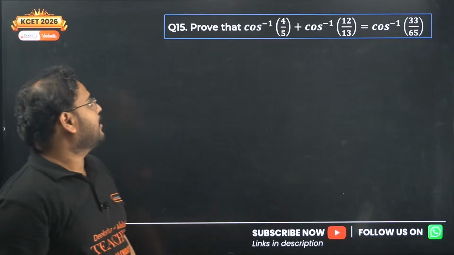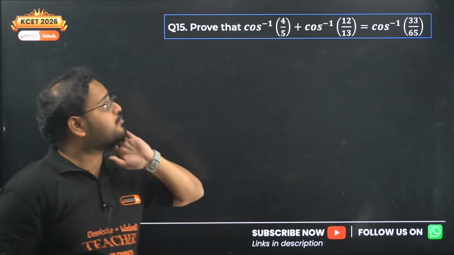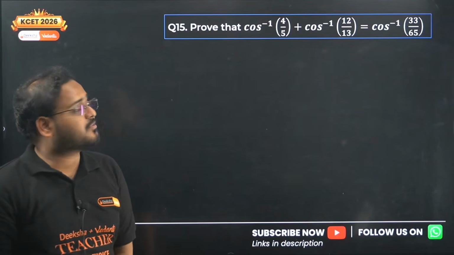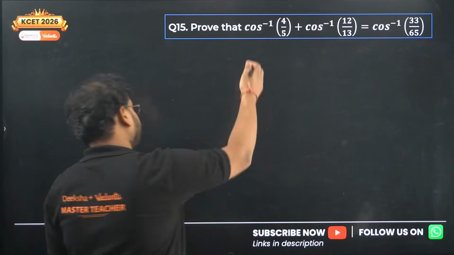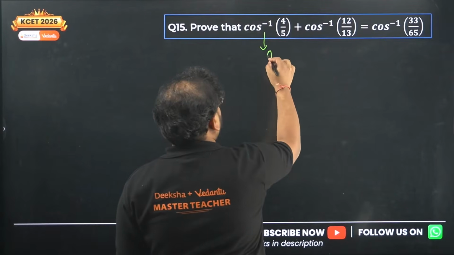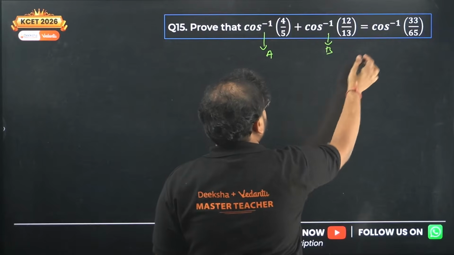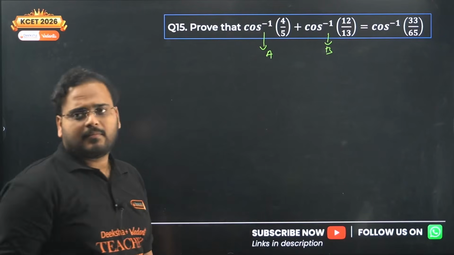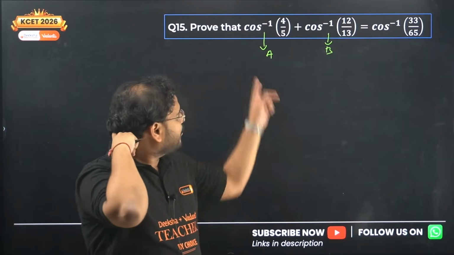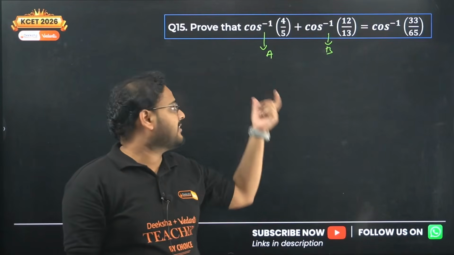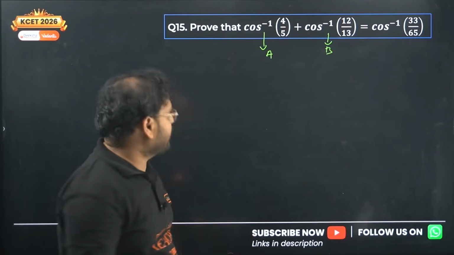Next one. Prove that cos inverse of 4 by 5 plus cos inverse of 12 by 13 is equal to cos inverse of 33 by 65. Okay, take this as value A, this as value B. We'll solve this one later. So why is the value A, B? Cos inverse output is an angle. I've taken the angle as A and B. I can do that. Okay, sir.